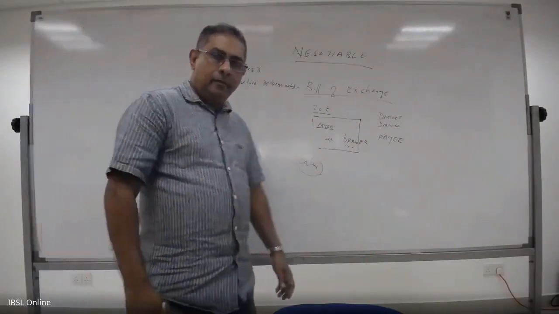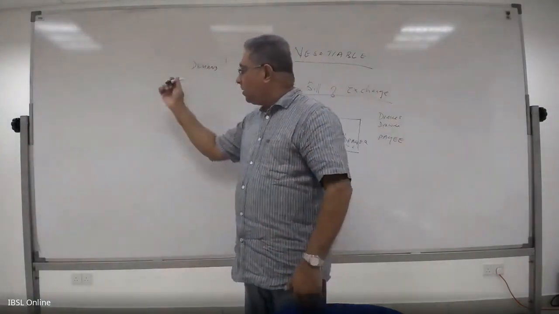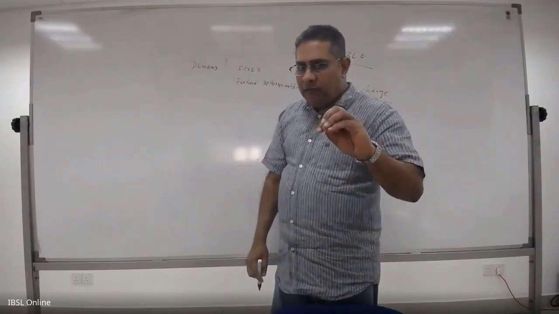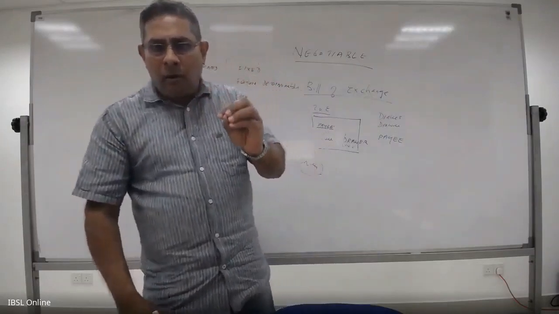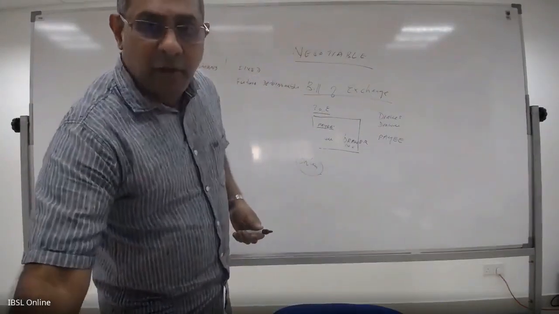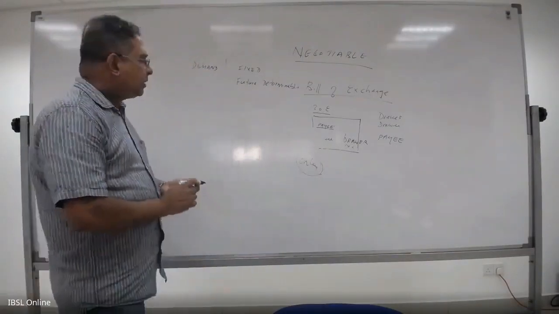Demand means what? A bill of exchange acts as a check sometimes because a check is payable on demand all the time. So a bill of exchange, if it is done on demand, those bills of exchange are called sight bills of exchange. Sight bill of exchange.